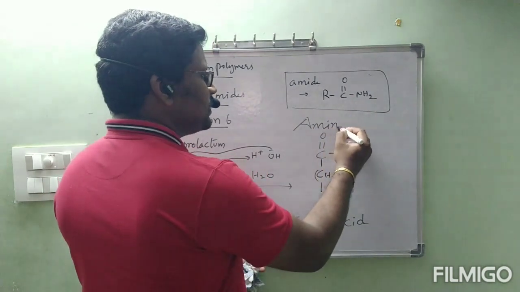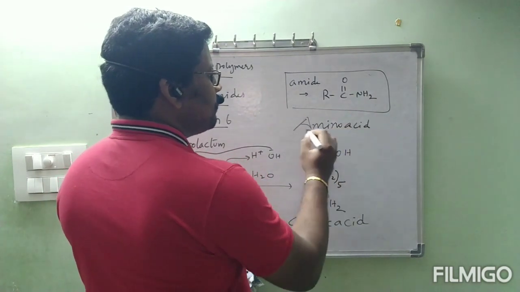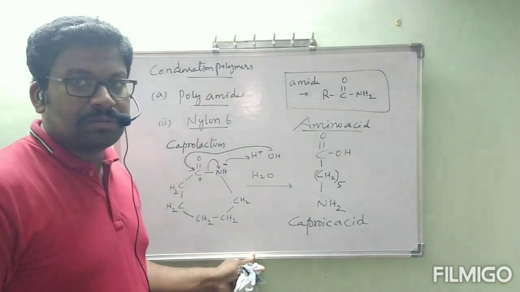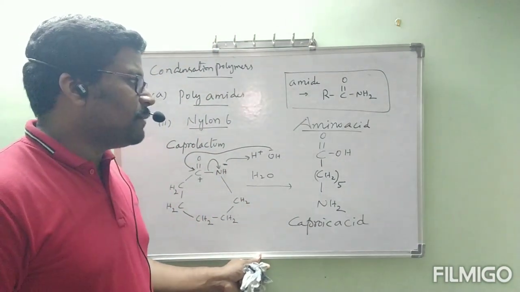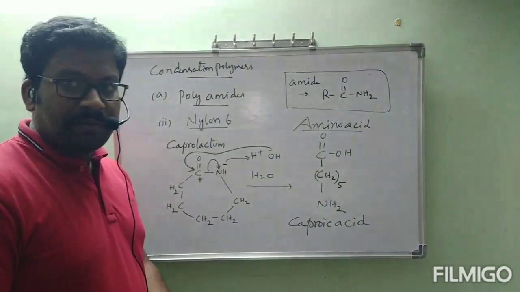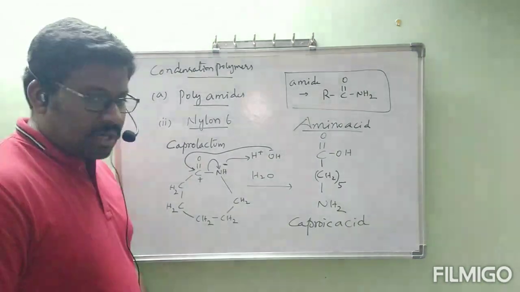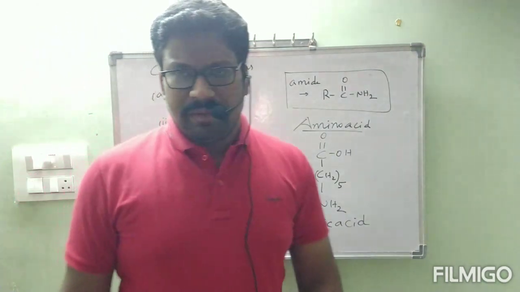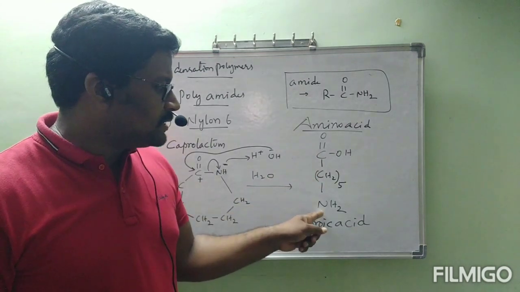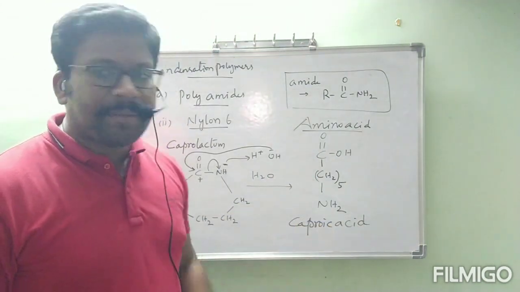This compound has both an amine group, NH2, as well as an acid group, COOH. These types of compounds are called amino acids. In biology you might have learned that there are two types of amino acids, essential amino acids and non-essential amino acids. This is one of the examples of an amino acid. COOH group is there as well as NH2. The name of this compound is caproic acid.